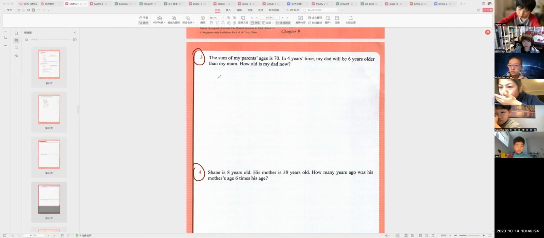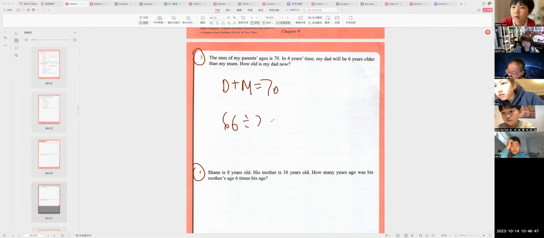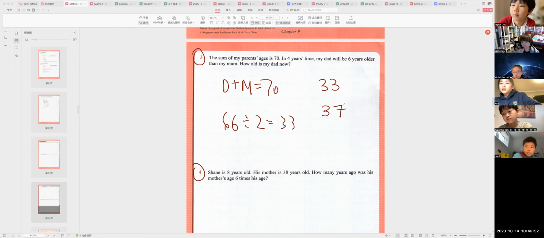Okay, so now let's take a look at this one. The sum of my parents is 70. So it's daddy plus mommy equals 70. In 4 years' time, my daddy will be 6 years older than my mommy. 那我问一下，现在是不是也是爸爸妈妈相差6岁啊，对不对？那我们看一看，那其实我们只要去减去等于什么？66除以3除以2等于什么？33。Okay, so one of them is 33 but it says 6 years, not 4 years. Oh, 6 years. Ah, sorry. 64 and 32. So 32 and 38. Correct, Ava?